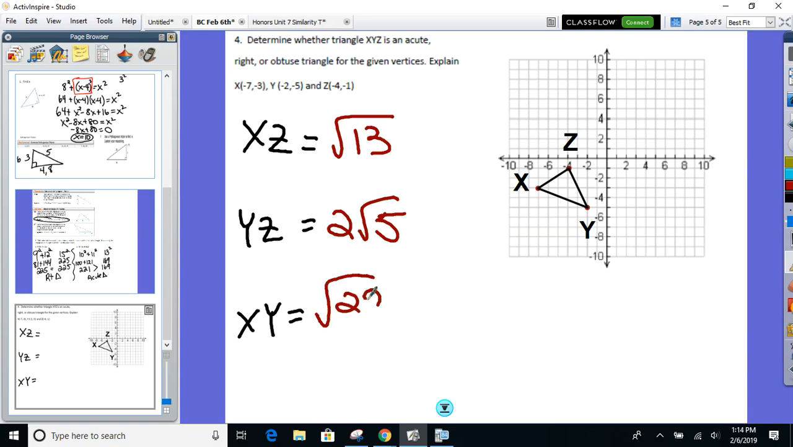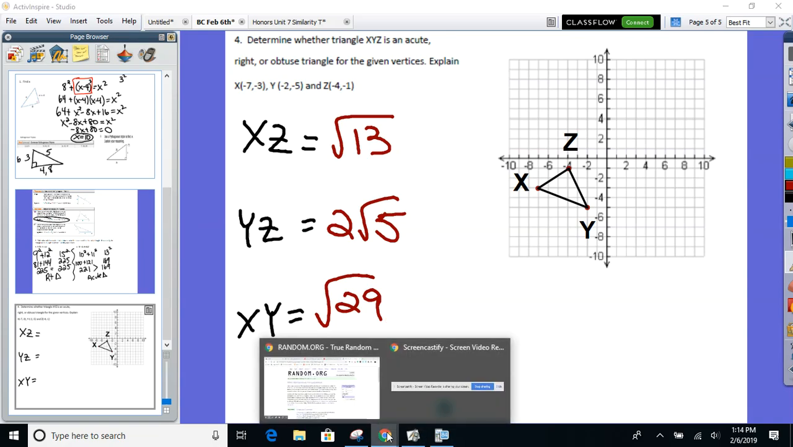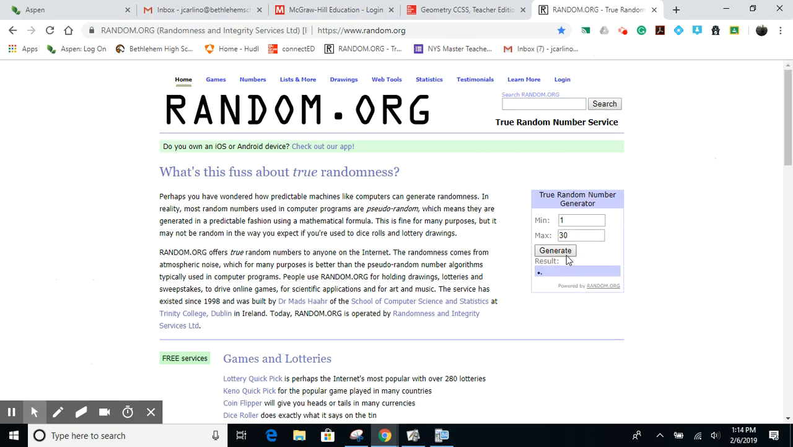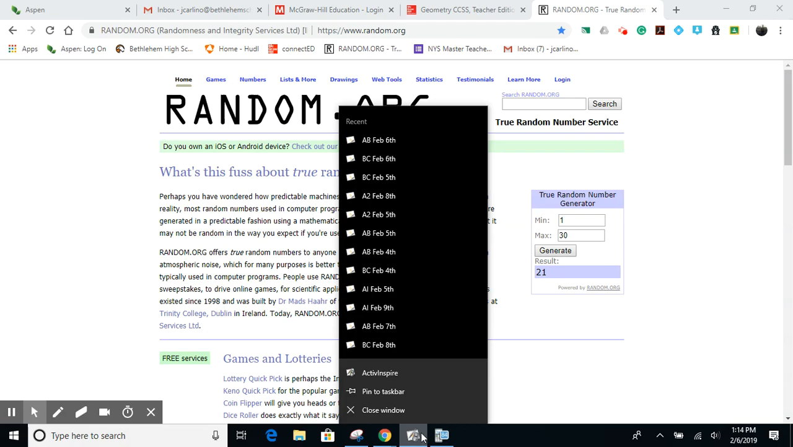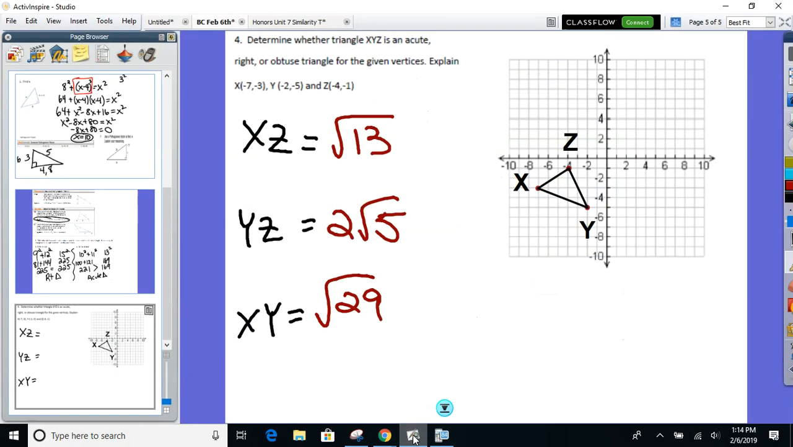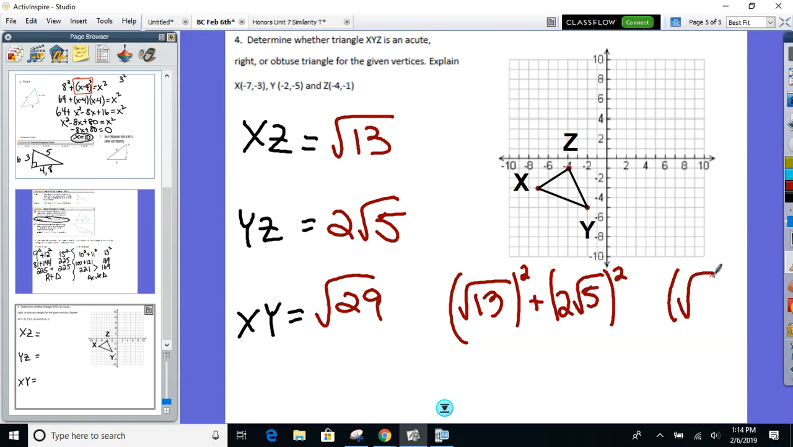All right, let's test what type of triangle it is. What are the two smallest sides up here? Because that's going to be my a and my b. Two smallest sides. Okay, so we're going to do, ready everybody? Radical 13 squared plus 2 radical 5 squared. And we're going to compare that to the square root of 29 squared, and see which side is greater.